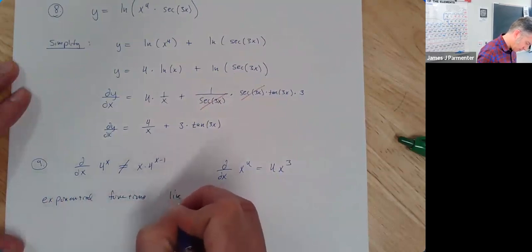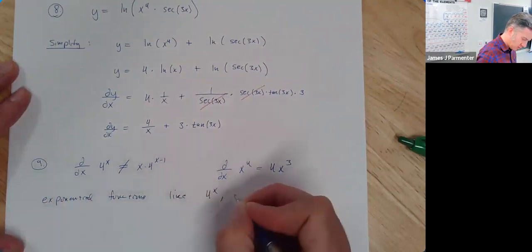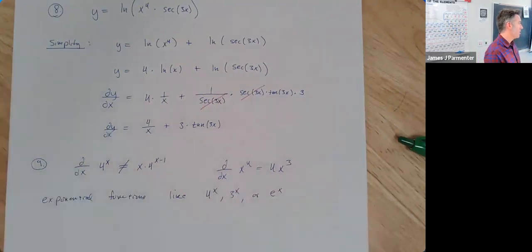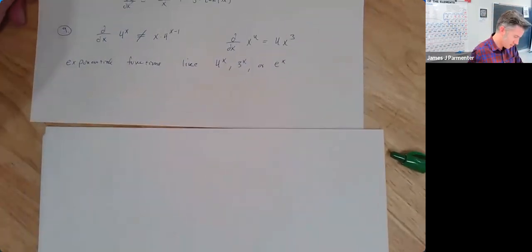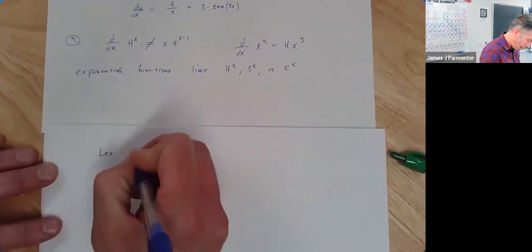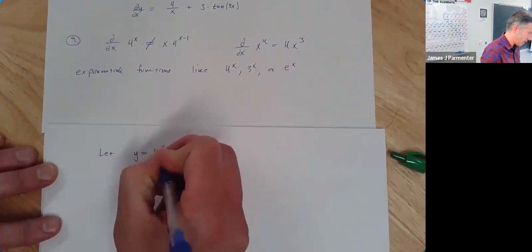And exponential functions like 4 to the x or 3 to the x or e to the x all have derivatives kind of like e to the x. Eventually there's a pattern we can learn, but I want to show you the long way first, because I'm pretty sure your teacher is interested in you being able to do these things this way. So here's what I would say. Take the derivative of 4 to the x. We're going to start with letting y equal 4 to the x.